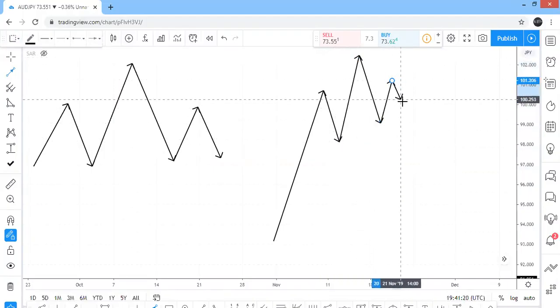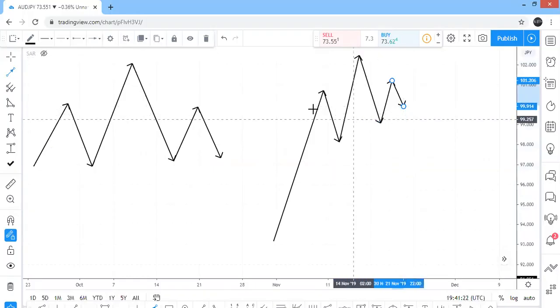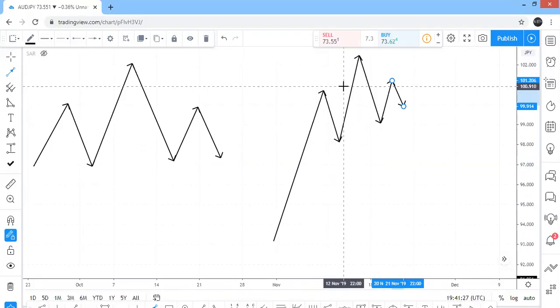They both seem to have necklines. They both seem to have heads. They both seem to have shoulders, but there are distinct differences between the two. Let me teach you.